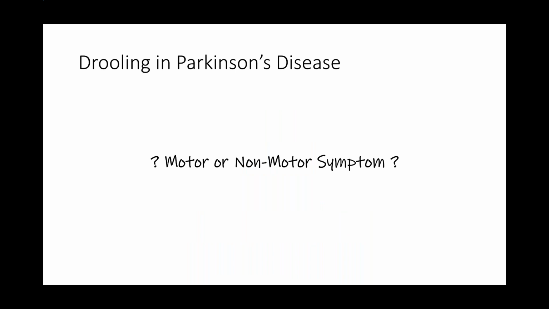So drooling in Parkinson's, back to that. There's a bit of contention, it seems, as to whether drooling is considered a motor symptom or a non-motor symptom. And depending on what you read, you'll see it under both categories. I think people think it's a non-motor symptom because salivation, as I've discussed, is related to the autonomic nervous system, the parasympathetic and the sympathetic nervous systems. But as you will see as I progress through this presentation, there is an argument for it being a motor symptom as well.